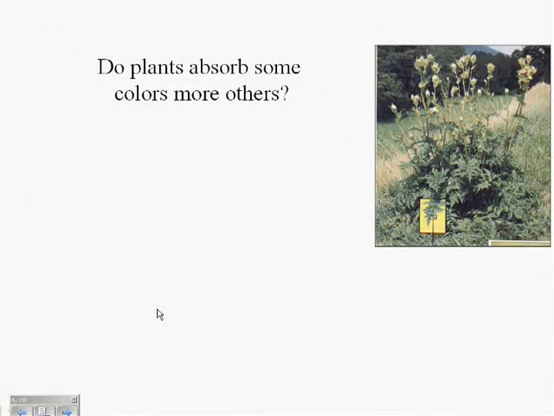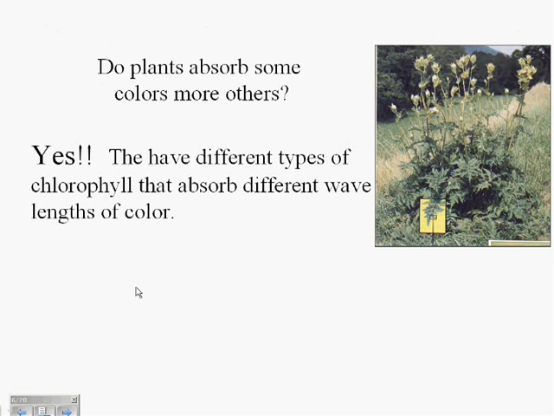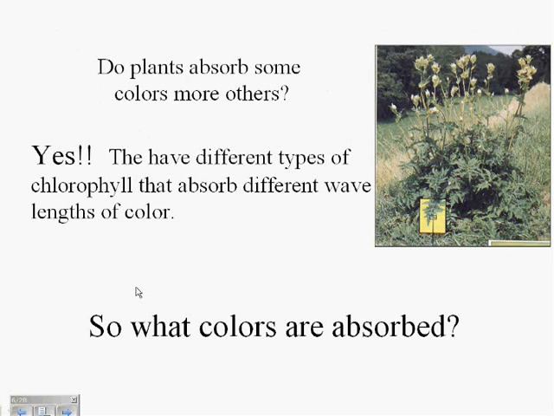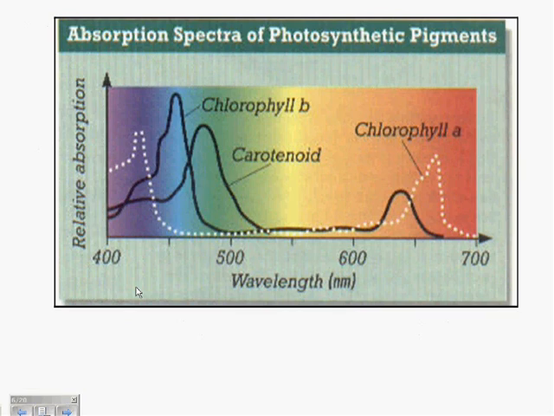So we're going to look at this section. So when we see a plant and we see that it's green, that is what's being reflected. All the other colors are being absorbed. So they have different kinds of chlorophylls or pigments that are absorbing the different wavelengths. So if we see green, what colors are being absorbed? All the rest. All right, so this would be the absorption spectra of the different photosynthetic pigments. There are three kinds of pigments that we're going to look at: chlorophyll A, chlorophyll B, and carotenoids.